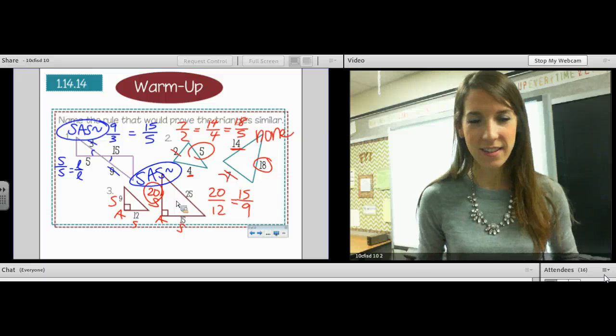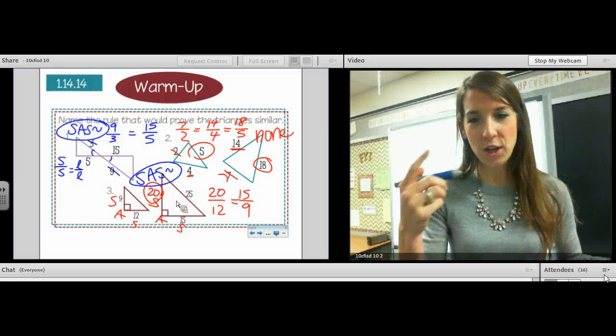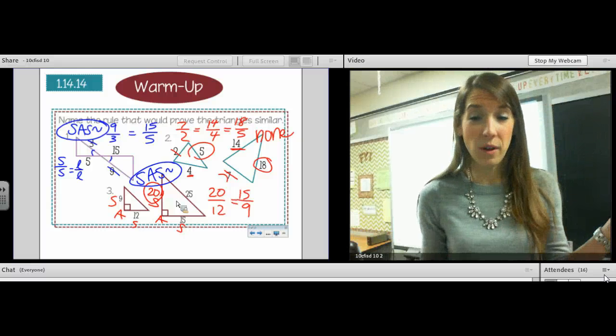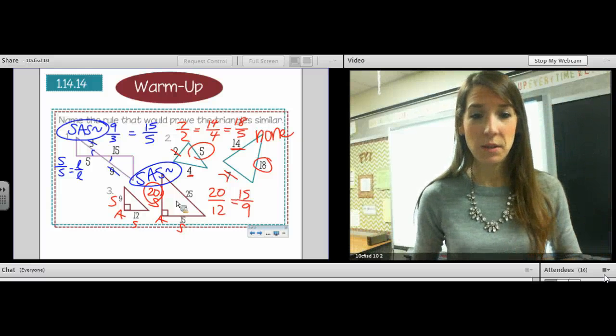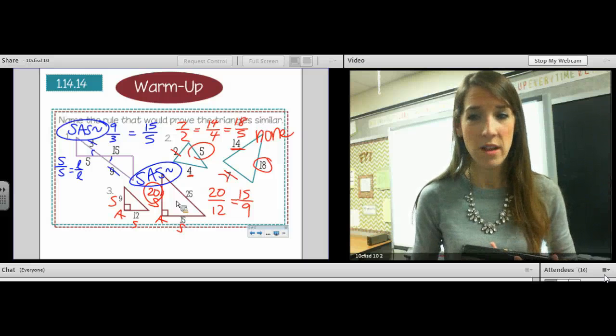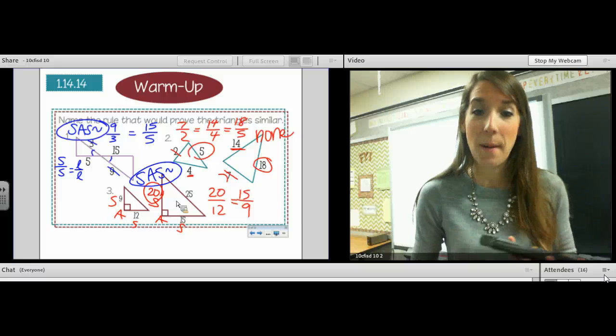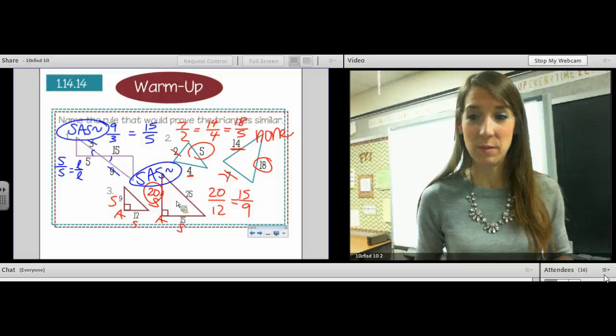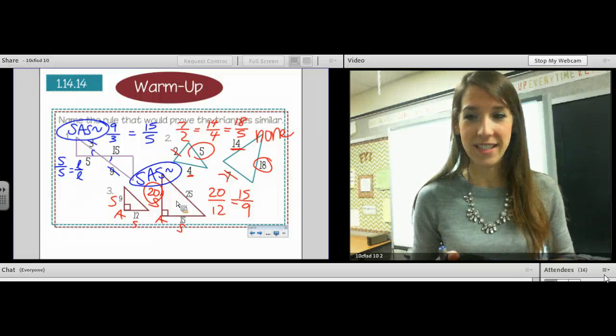Did y'all see that? You have to put the large over the large. This triangle's been flipped. You can't trust the order. We weren't given a similarity statement, so we can't trust the order. We've got to put large over large, and small over small. And I didn't do that when I originally set it up. I just assumed that 20 and 9 were corresponding because they looked like they were in the same spot. So that was a good lesson for all of us.